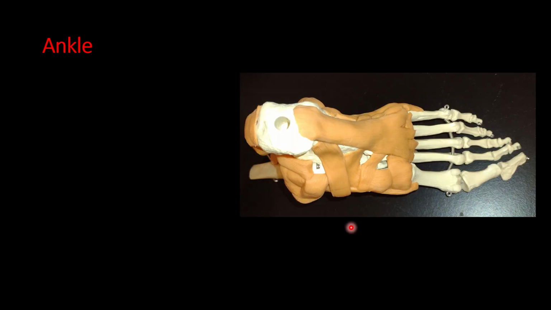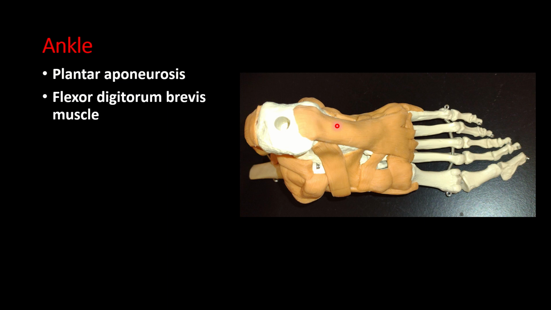And this is the inferior view of the ankle. So the most important thing that you see is the plantar aponeurosis. And below that you have the flexor digitorum brevis muscle. And medially you can see the flexor retinaculum.